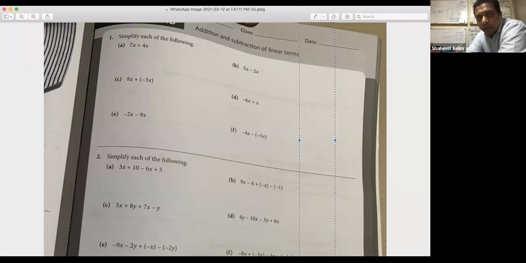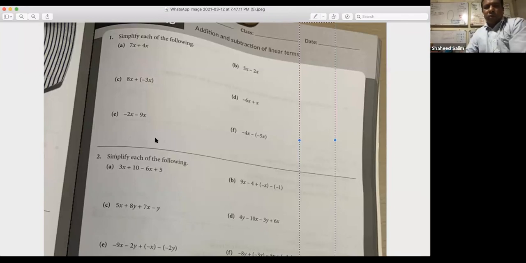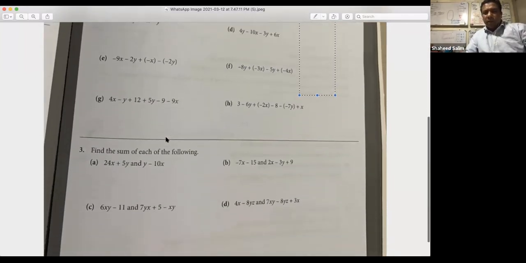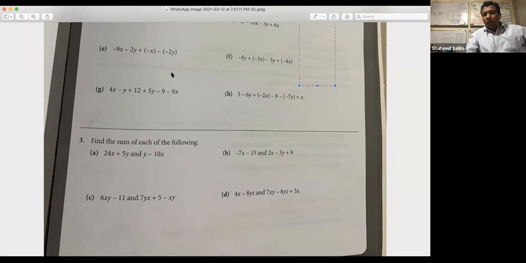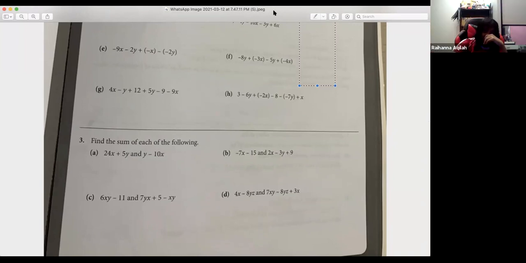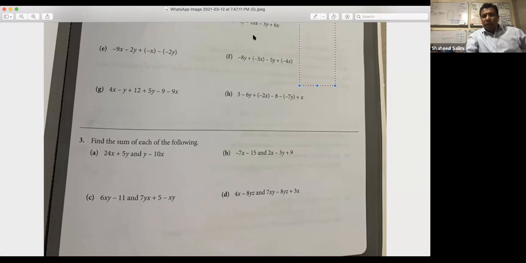Now let me just check. Rayhana's 20x minus 12y. This is for, oh, sorry, you cannot see. Rayhana, 20x minus, okay. So we do one by one. Again, you are doing B, right? So now let us see how you get B. Okay, let us look now.